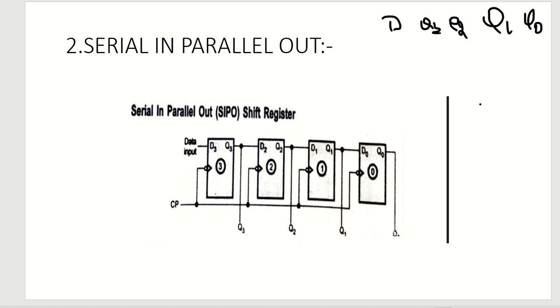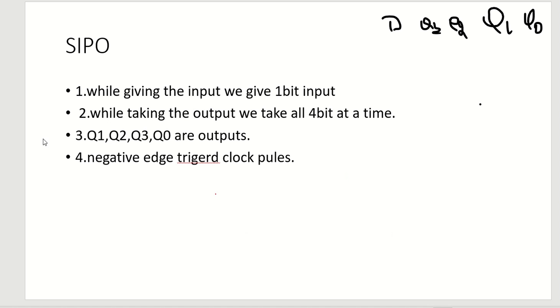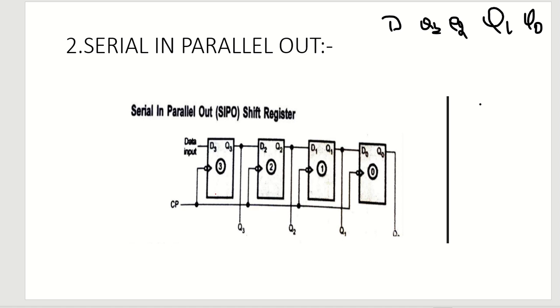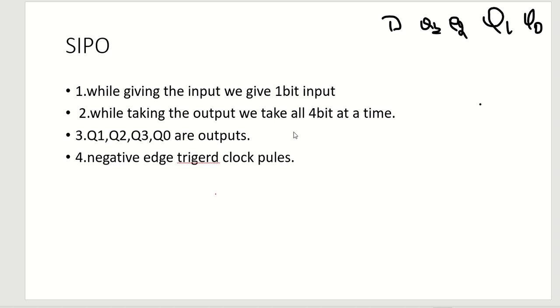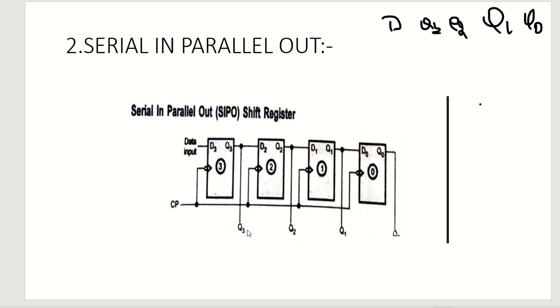Now we see the second type of register, that is the serial in parallel out register. In a serial in parallel out register, while giving the input, we give one bit at a time, and while taking the output, we take all 4 bits at a time. Q3, Q2, Q1, Q0 are the outputs. Here also we share a common clock signal, that is a negative triggered clock pulse.